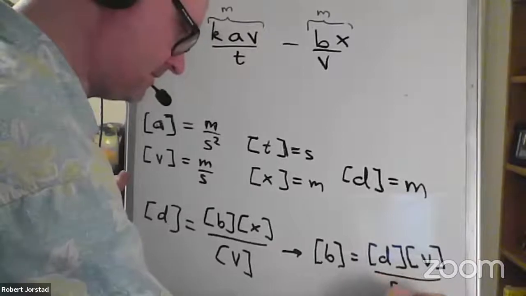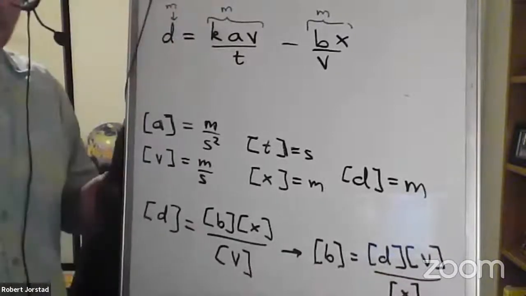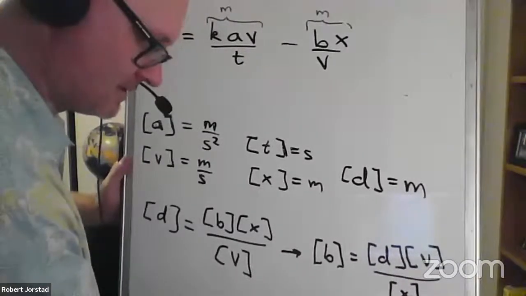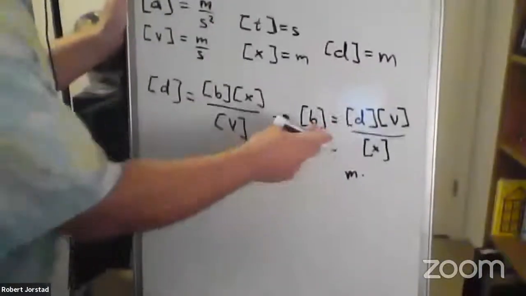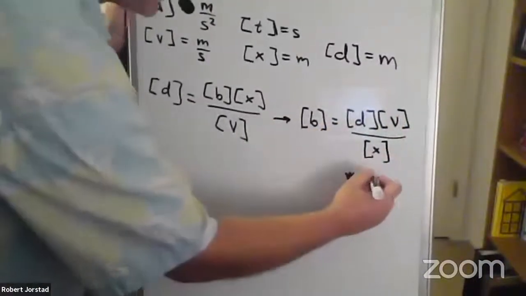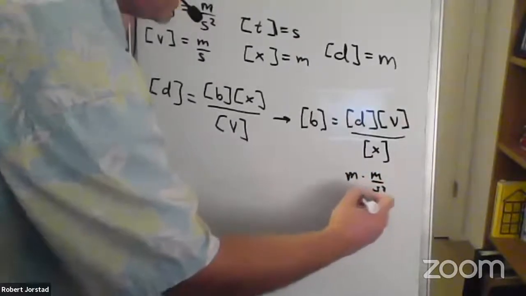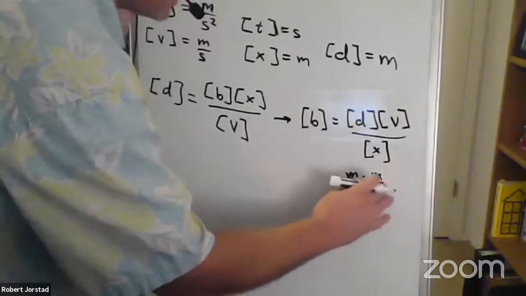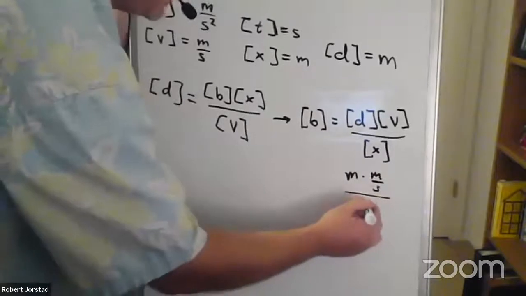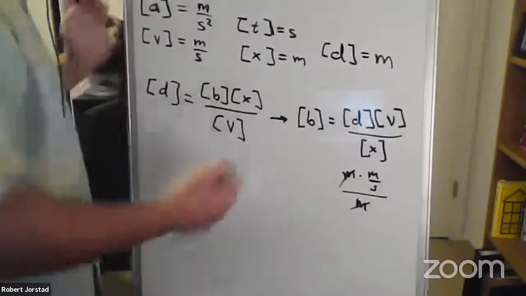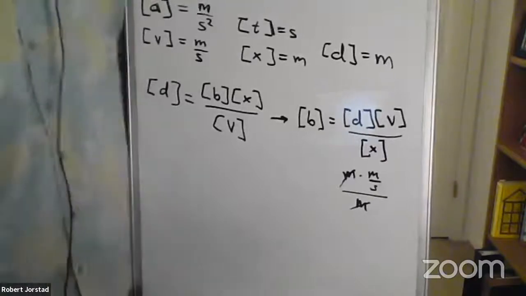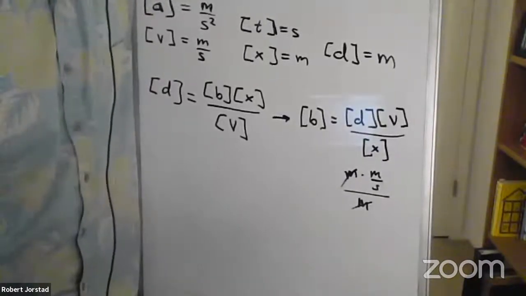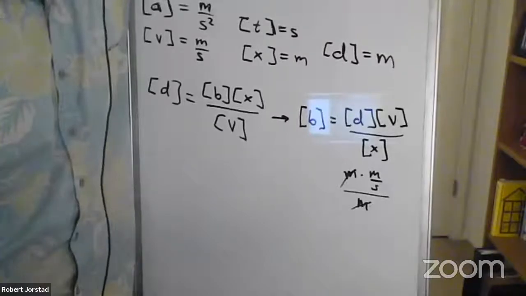And then I could plug in: this is meters, times, sorry, this is units in meters. This is meters per second, not meters per second squared. This is meters. So B has to have units of velocity. That's weird. Whatever. Is that helping a little bit, seeing the second example? Yes, thank you.